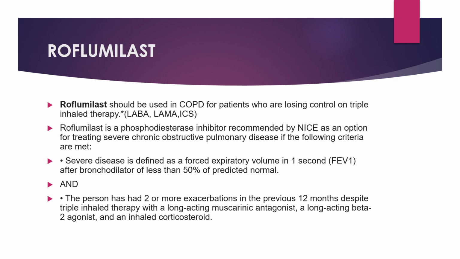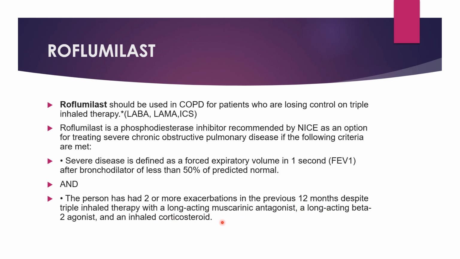There are two different criteria. There are two things that need to be there in one patient. It is not any one of the two. It is the two things that need to be there in one patient. Only then you can start roflumilast, which is a last option. The first one is severe disease defined as FEV1 after bronchodilator less than 50% of predicted normal, and this should be there in a patient who is using LABA, LAMA, and ICS. So this is the treatment the patient is already on, and in spite of this, the FEV1 is less than 50%. So in that case, you can consider roflumilast, and the patient should also have 2 or more exacerbations in the previous 12 months, despite triple inhaled therapy with LAMA, LABA, and ICS.